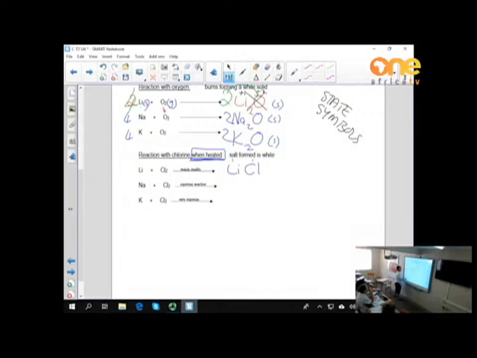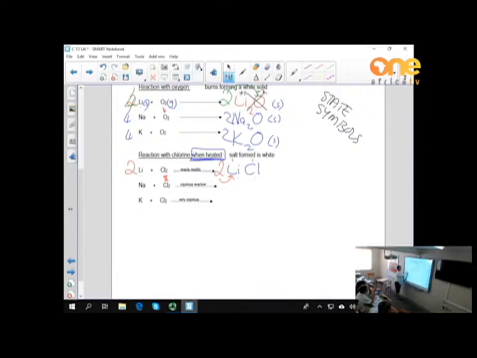The next one. What's my product going to be? Oh, it's not yet balanced. Sorry. Okay, let's balance it. I've got 1 lithium, but why do I have 2 chlorines there? It's diatomic. Over there I only have 1, so I will need 2. But now I also have 2 lithiums.